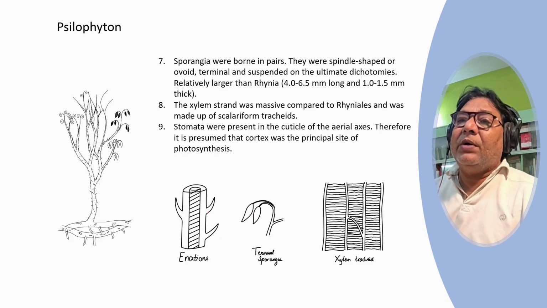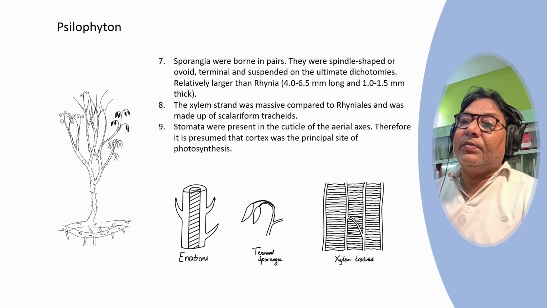So this is how the structure looks. This spine-like structure that you are seeing is called an enation. It has no vascular trace going inside. So this is the first step of origin of leaf according to enation theory.